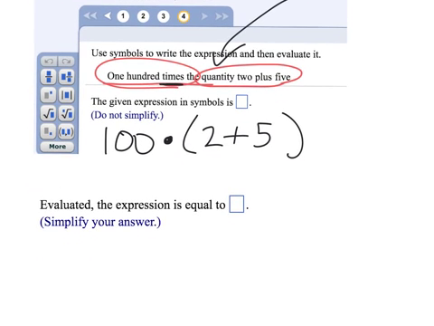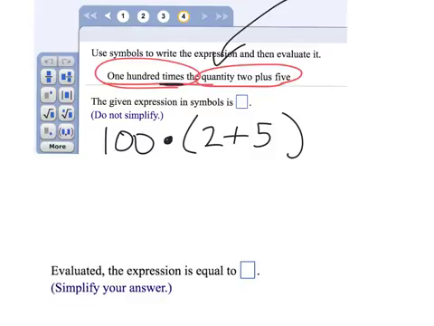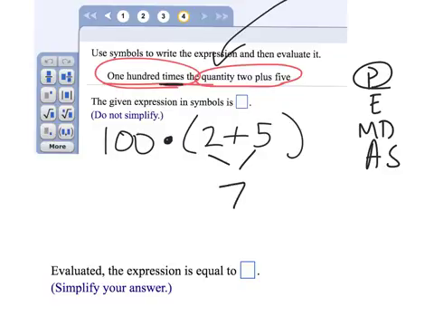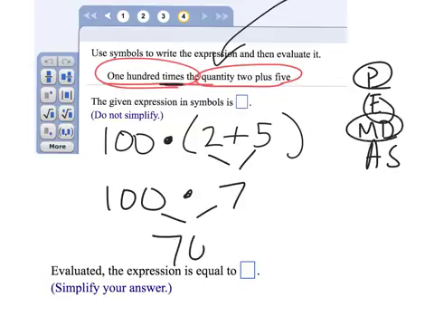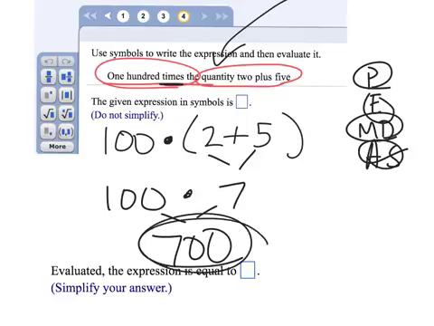And now they want us to evaluate that expression. So remember, please excuse my dear Aunt Sally. First we're going to do the parentheses, which is 7. We have no exponents. We have multiplication and division. 100 times 7 is 700. We have no addition or subtraction, so our answer is 700.